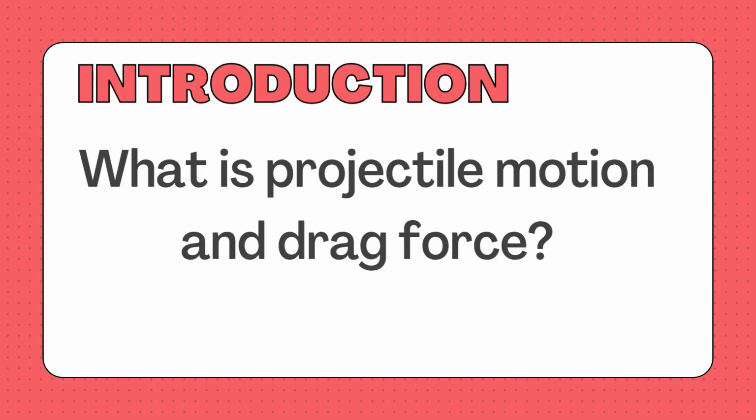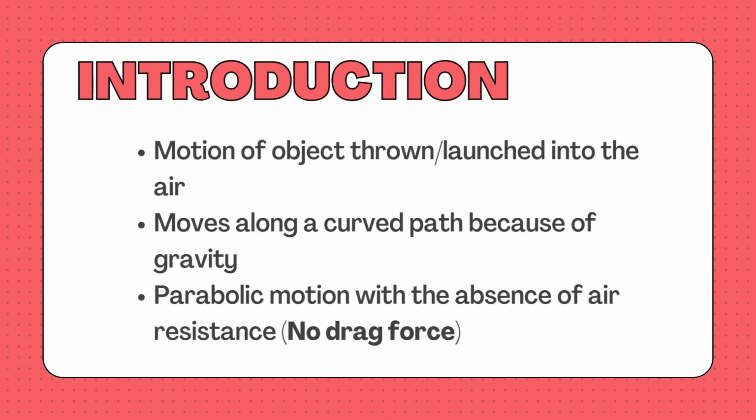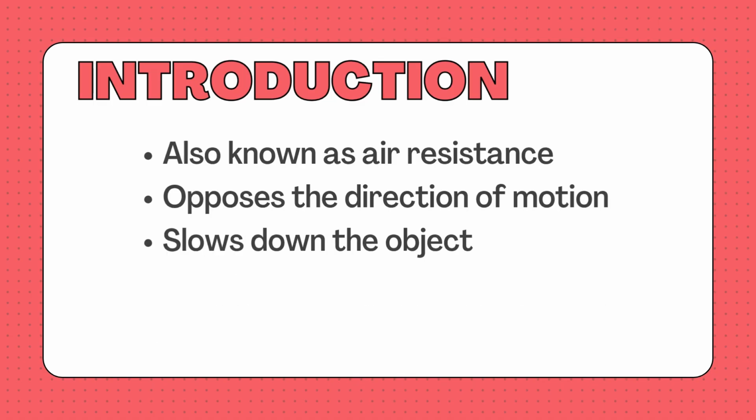So, what is projectile motion and drag force? Projectile motion can be defined as the motion of an object thrown or launched into the air. It moves along a curved path because of gravity, and it has parabolic motion in the absence of air resistance, aka no drag force. So, what is drag force? Also known as air resistance, it opposes the direction of motion and it slows down the object.